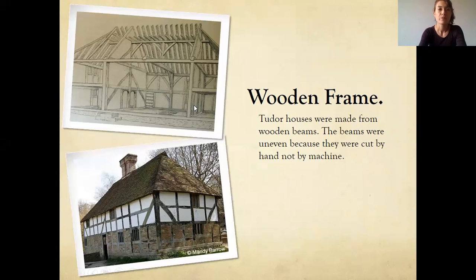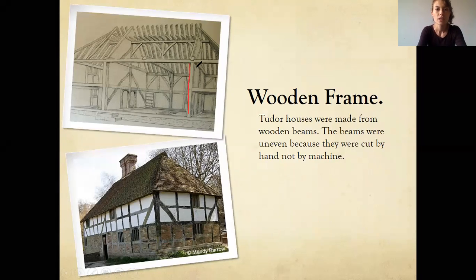Wooden frame is this one, as you can see. It's like the skeleton of the house, something like this. It's like the bones of the house. It's this one here. So wooden frame. Tudor houses were made from wooden beams. That's the same as the frame, okay? So wooden beams or frames.